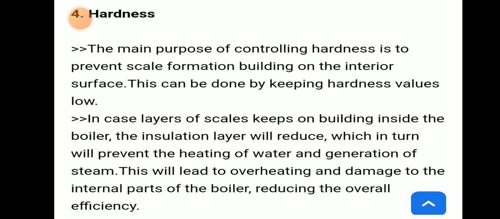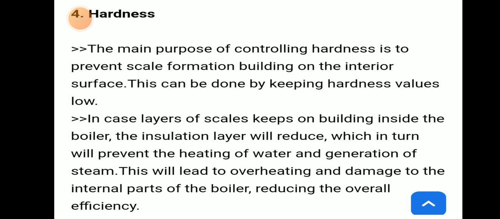If layers of scale keep building up inside the boiler, the insulation layer will be reduced, which in turn prevents the heating of water and reduces the generation of steam.